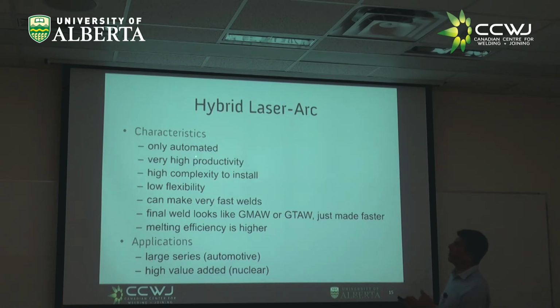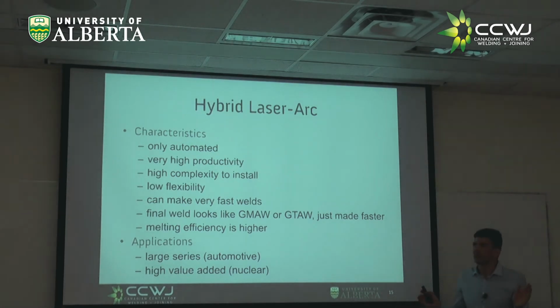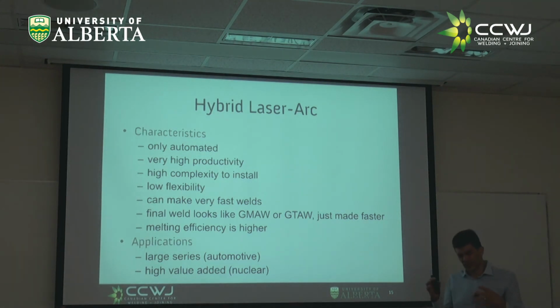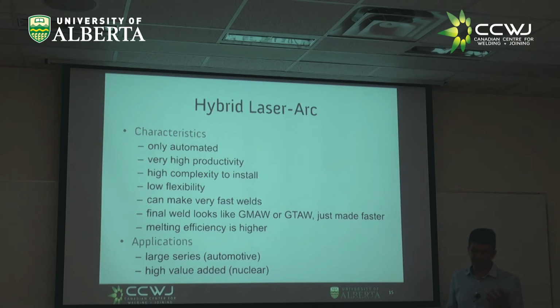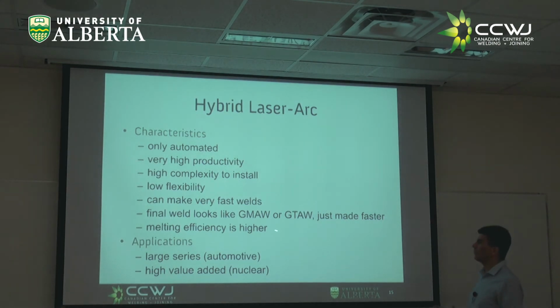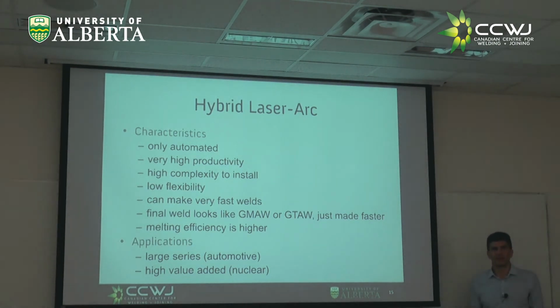The characteristics of hybrid laser arc: it is only automated, very high productivity, very complex to install. Now you have a laser and you have an arc and wires and lots of automation and mechanisms. It has low flexibility, right? One thing is having your stick welder, like you go weld everything anytime, and the other is setting up one of these hybrid lasers. The final weld looks just the same as a MIG or a TIG. The difference is it was done much faster.